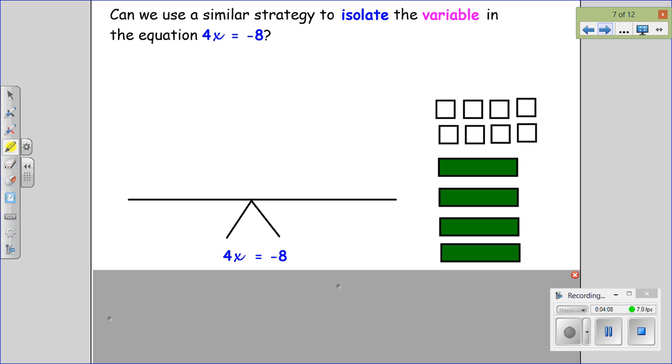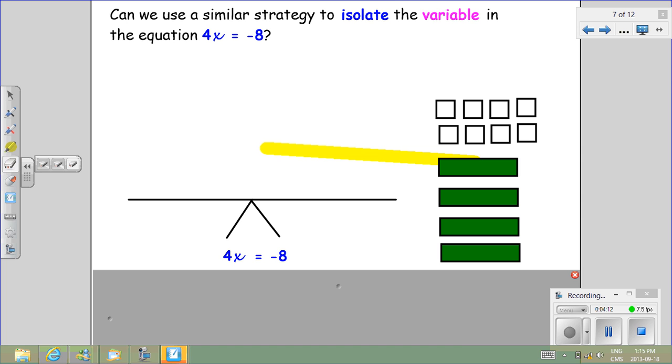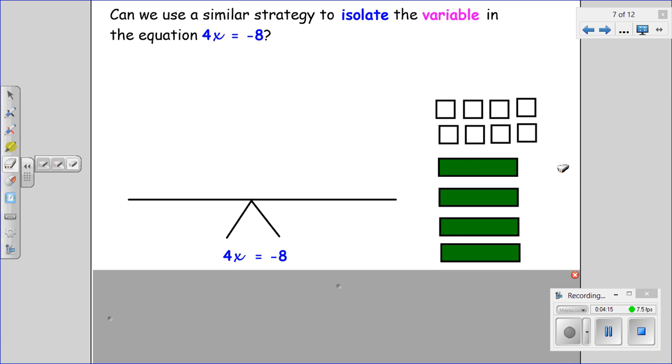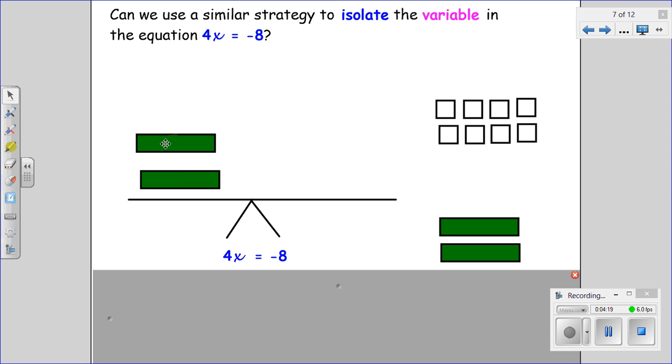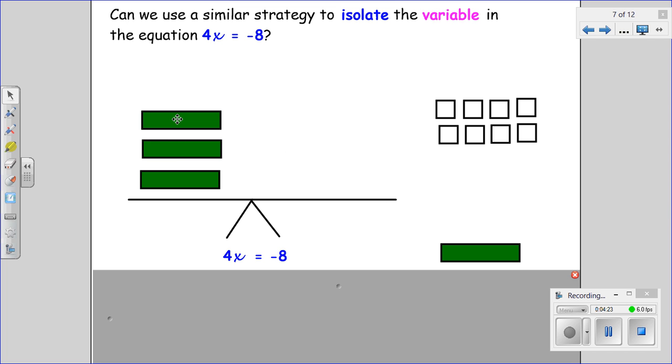Can I do something similar when I have a multiplication? Let's put my 4x's here right now. I only want to have 1x in the end, and I've got these 8 tiles here.